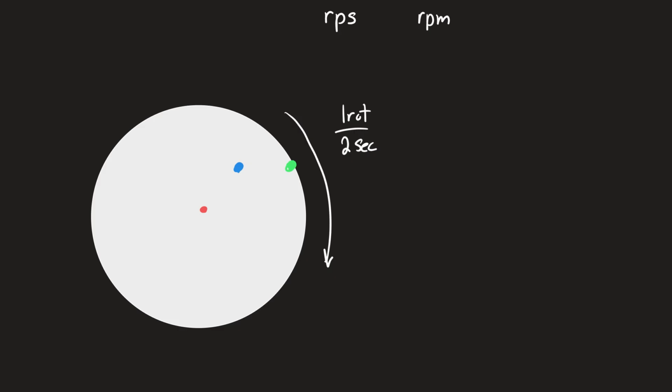So these are two rotational speeds, rotations per second and rotations per minute. So I gave you the speed of the wheel in rotations per second because I said it made one rotation every 2 seconds, which means its actual rotations per second is 0.5 RPS. Everybody got that so far?